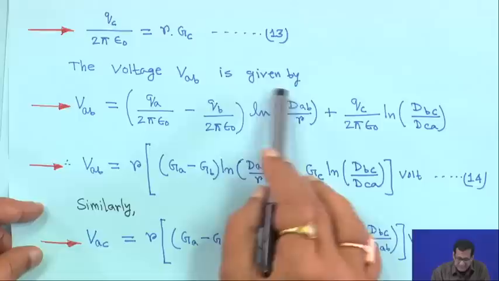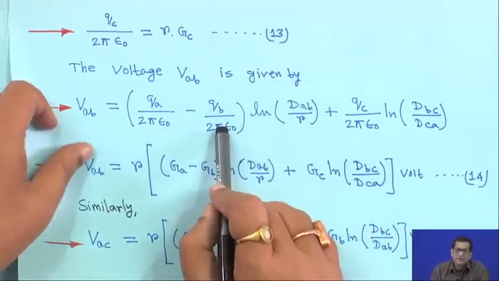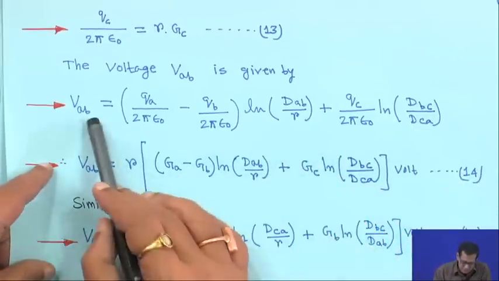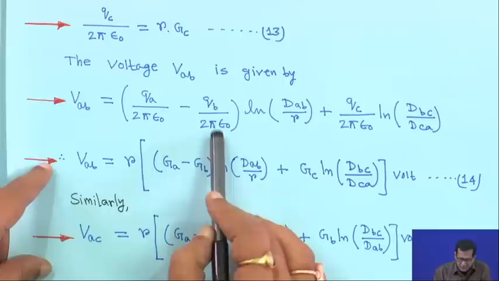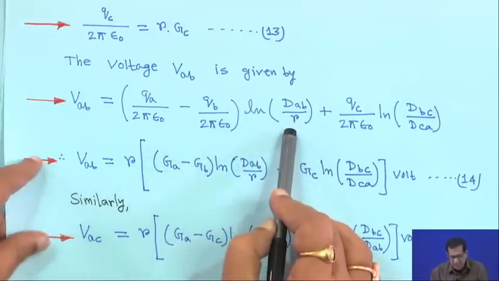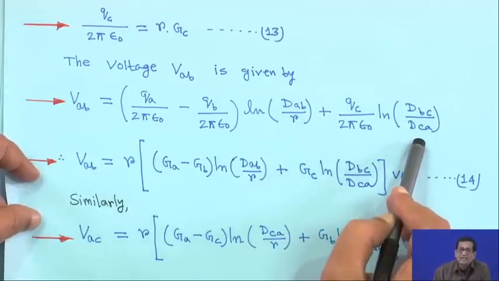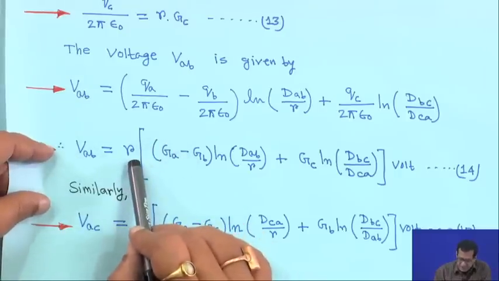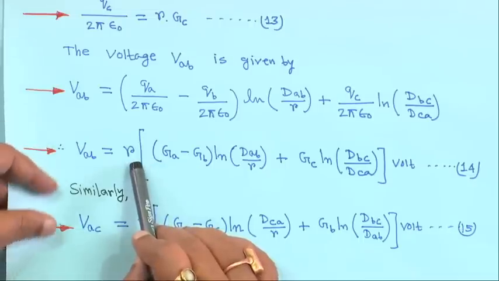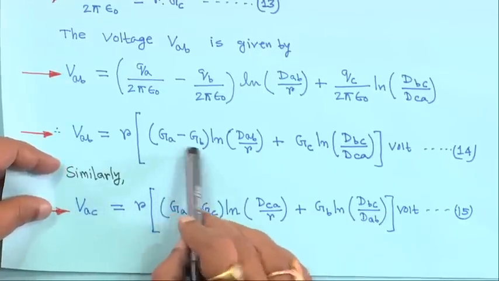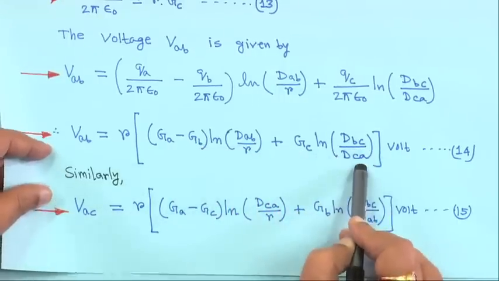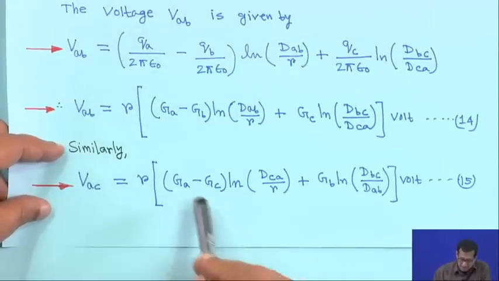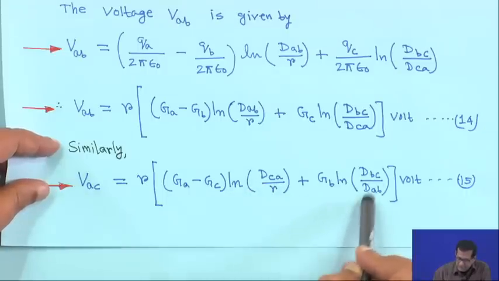Now this voltage VAB is given, again from the capacitance chapter, I am not deriving it again, but everything is there in that capacitance chapter, just have a look again if you have forgotten. So VAB is equal to QA upon 2 pi epsilon 0 minus QB upon 2 pi epsilon 0 into ln DAB upon R plus QC upon 2 pi epsilon 0 ln DBC upon DCA, right. If you multiply by R, then it will be GA minus GB. I will tell you how it is coming: VAB is equal to R times GA minus GB ln DAB upon R plus GC ln DBC upon DCA volt, right. Similarly, your VAC also is R times GA minus GC ln DCA upon R plus GB ln DBC upon DAB volt, right.